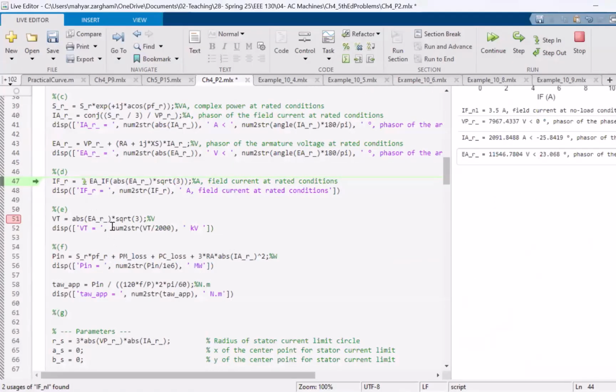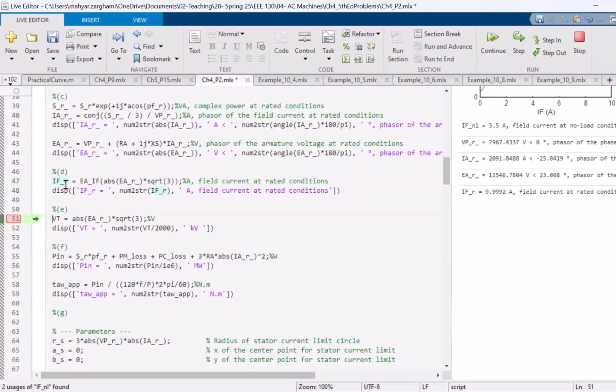Now you have to basically apply that through the EAIF function. Make sure you get the absolute value and multiply that by SQRT of 3, because that OCC is working based on the line voltage, to find the required current in the field. So that gives you that part. So around 10 amps, practically speaking.